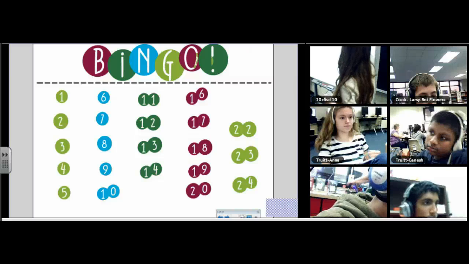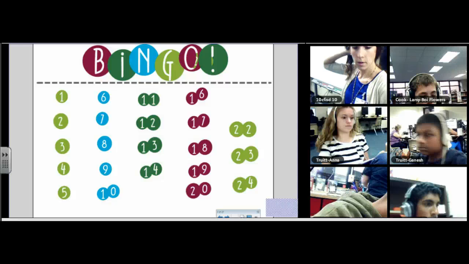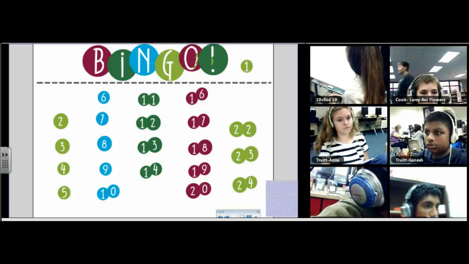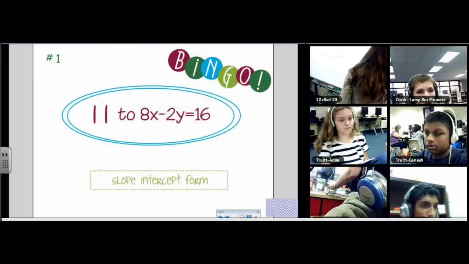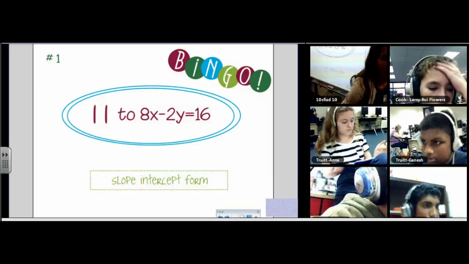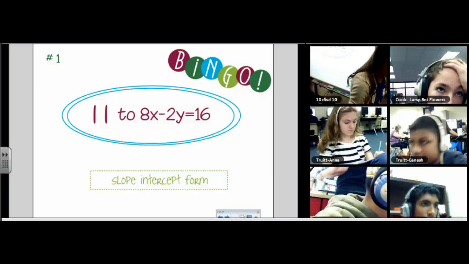Adriel, you're next. What number do you want? Number 1. We want to be parallel to that line, and we want to be in slope-intercept form. Parallel to that line in slope-intercept form.